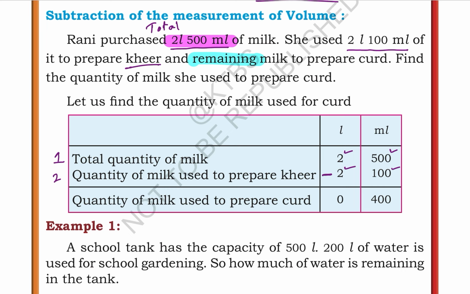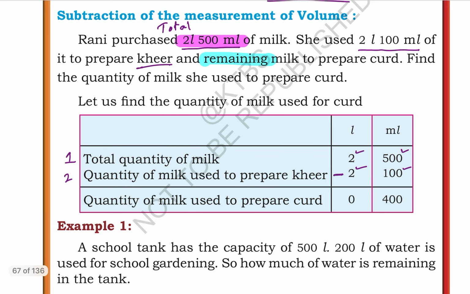Now subtract whatever is in milliliter. 0 minus 0 is 0, 0 minus 0 is 0, 5 minus 1 is 4, 2 minus 2 is 0. Then the remaining milk with Rani is 400 ml. You have to write this ml also.